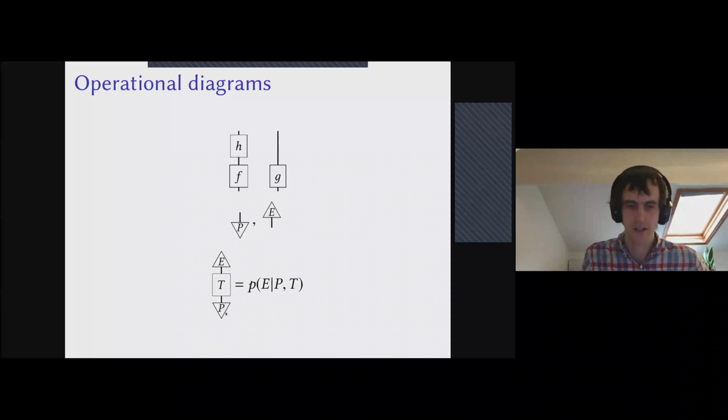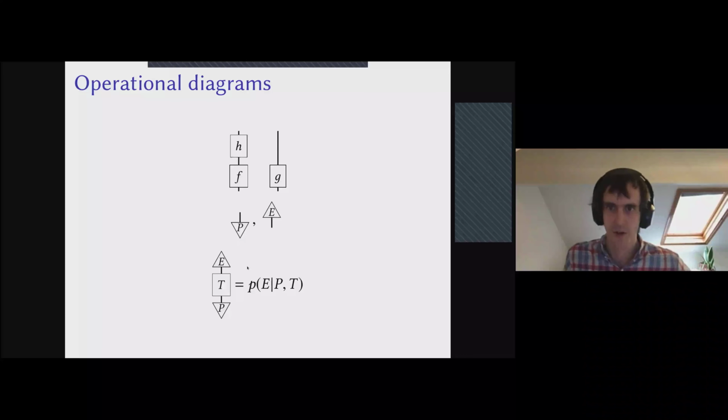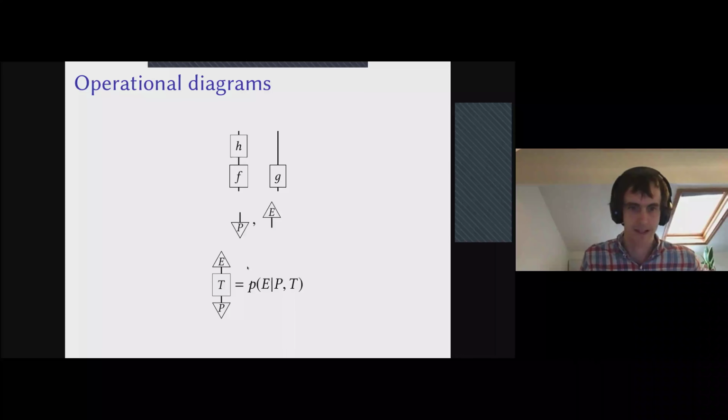So if I draw a diagram like this that has no wires coming in or out of it, then that just represents a probability. So if I draw a diagram like this, then I'm talking about the probability of seeing this particular measurement outcome E, given that I prepared the system according to P and transformed it according to T. Okay, so far this is just a way of drawing things. It's basically just quantum circuits turned on their side. So I haven't really done much yet.